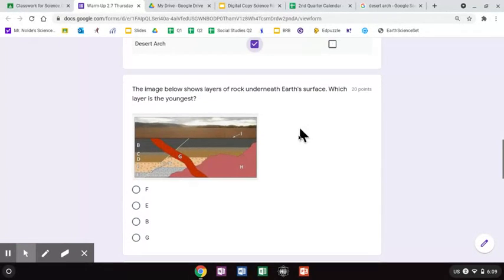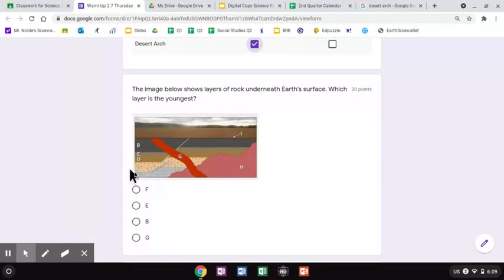All right, looking at rock layers. When you're looking at layers of rock underneath the Earth's surface, and this is just a diagram of that, the rule is the deeper the layer, the older it is. So if we're just looking at these layers right here, B would be the top layer, and so it's the youngest, whereas the bottom layer is F, and so it would be the oldest.